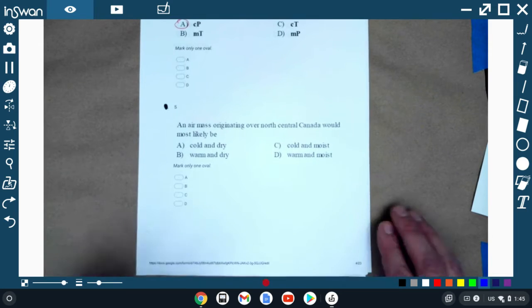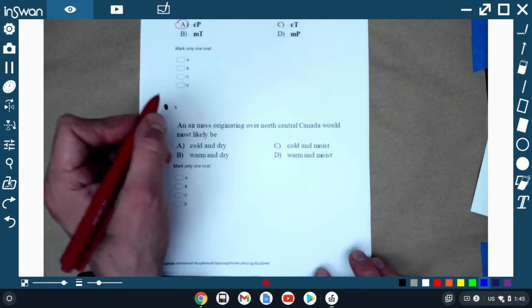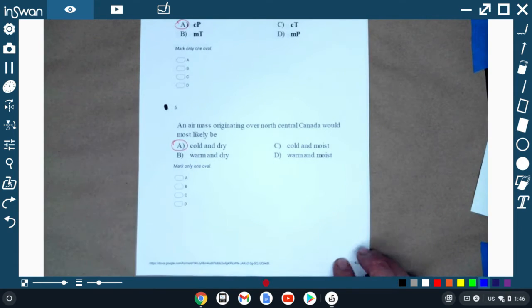Number 5, an air mass originating over northern central Canada would most likely be... well, this ties into question number 4. It's in Canada, so it's cold, and it's in the middle of a continent, so it's dry, and that gives us letter A for question number 5.